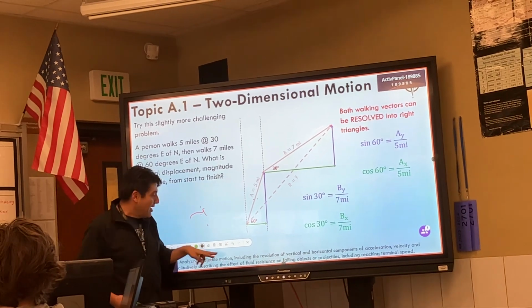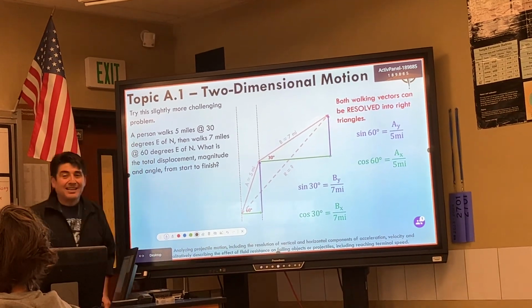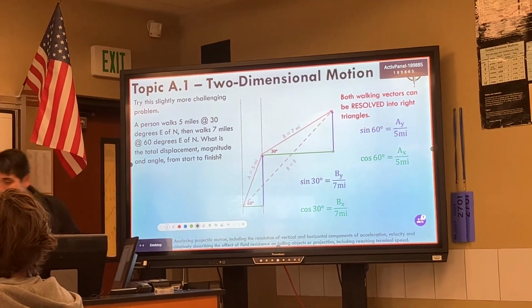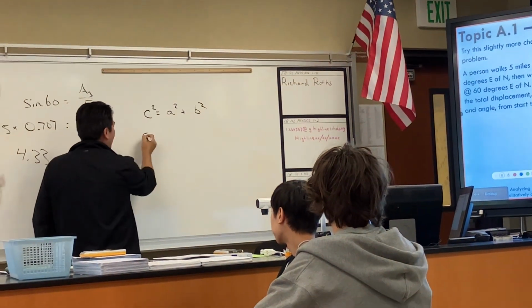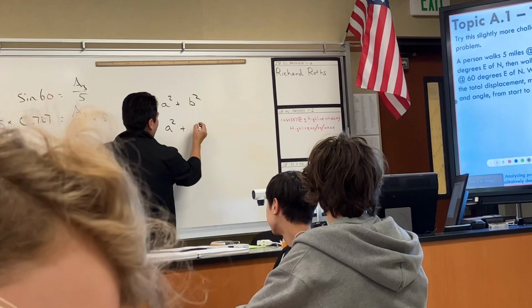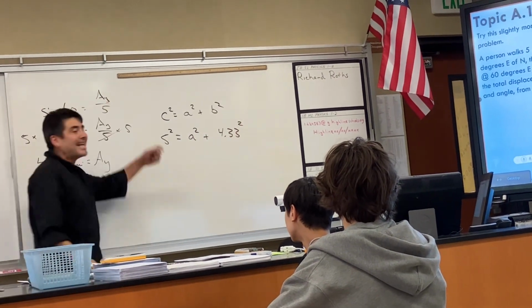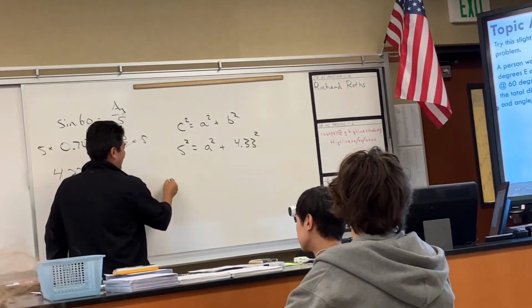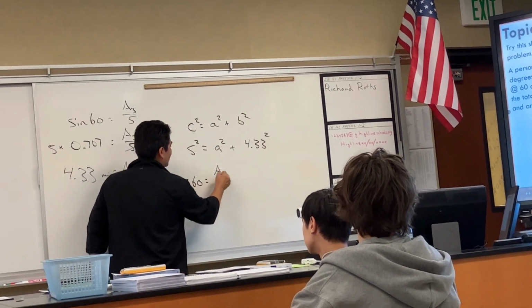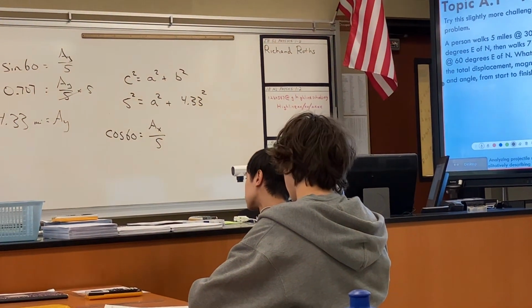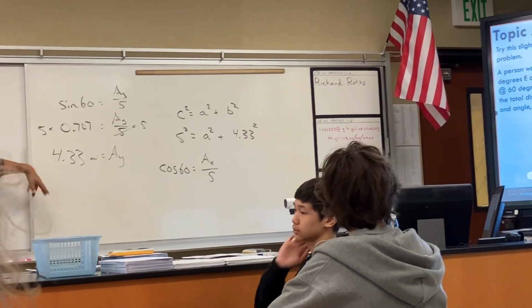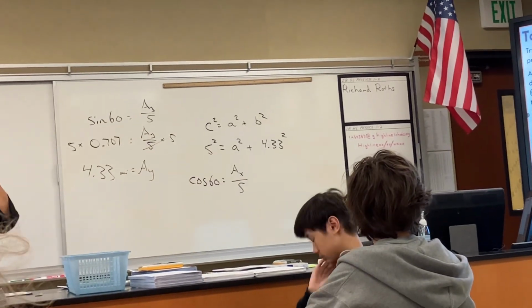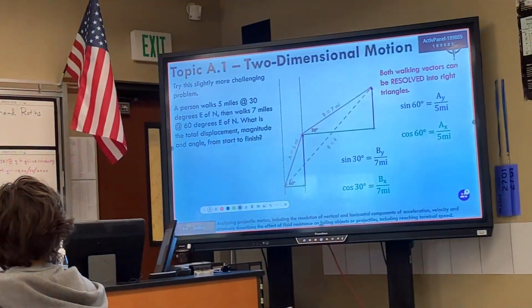No question. But the question you want to ask yourself is, is that easier to do? We're gonna go C squared equals A squared plus B squared, now we're gonna put in 5 squared equals A squared plus 4.33 squared. Do you think that's easier than doing cosine 60 equals AX over 5? Pick your poison. I do not have any qualms about that. If you prefer to use the Pythagorean theorem at any time possible, by all means do that, as long as you get the correct answer, as long as the math and the physics is correct.